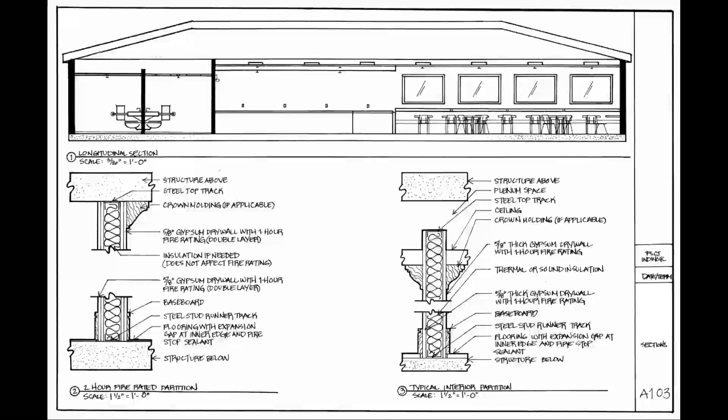A couple of things as you're looking at this sheet: there are 3 drawings on it. We have the interior section, which we just discussed and that we'll talk about in more detail, and that's up here. And then you've got 2 interior partition sections. Now, an interior partition is the same thing as an interior wall.